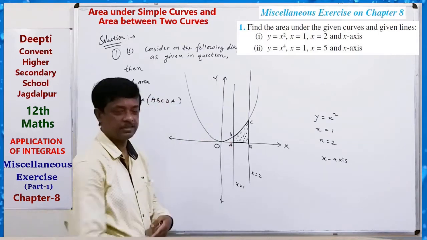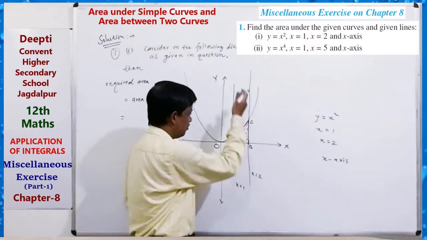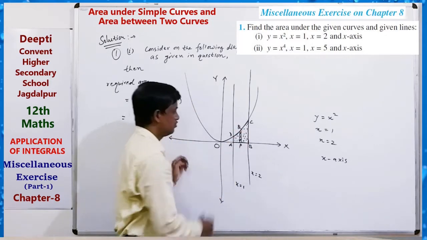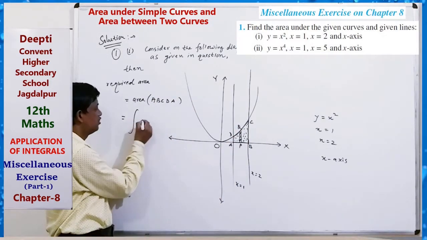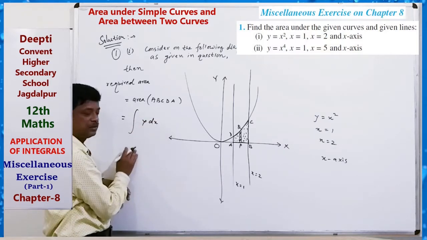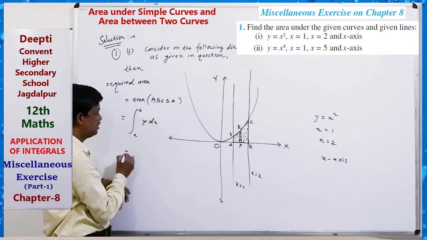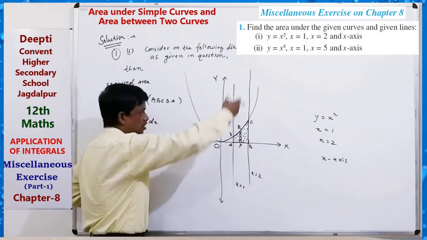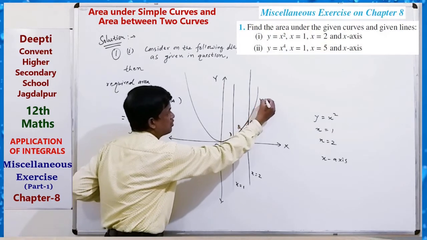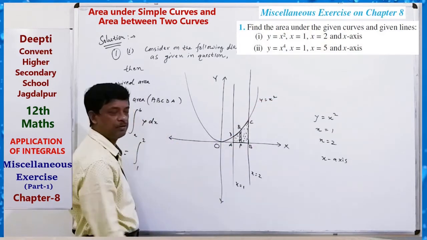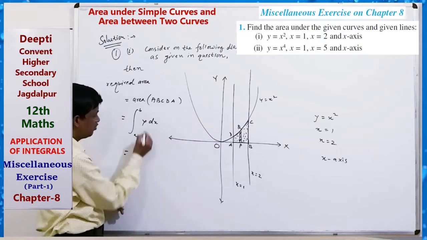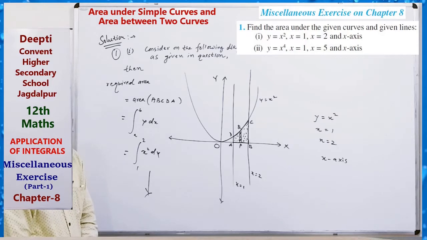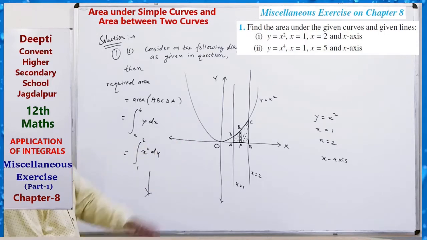Now this area is the area under the curve, so you can take a vertical strip like this, PQ. That is the y dx formula, with limits from A to B, that is 1 to 2. The curve is this parabola, y equals x square, upper part. So the value of y is x square, dx. Now you can solve it. Clear? So this is the diagram for the first question.